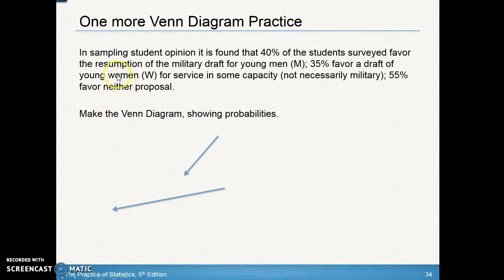Okay, let's go ahead and try one more with some Venn diagrams. In a sampling of student opinion, it's found that 40% of the students surveyed favor the resumption of the military draft for young men, 35% favor a draft for young women for service in some capacity, not necessarily military, and 55% favor neither. What I want you to do is take a minute and draw a Venn diagram showing these probabilities.